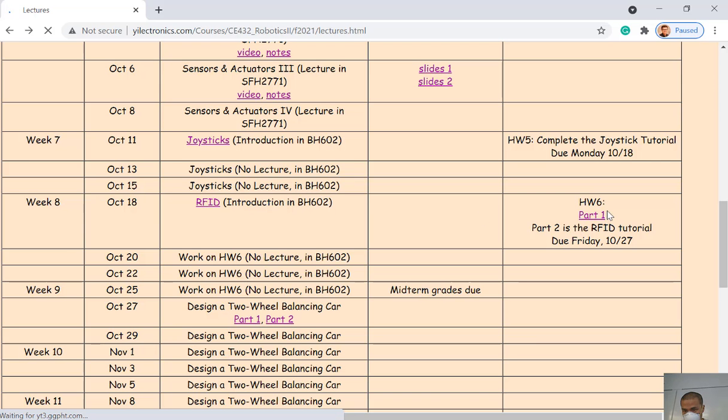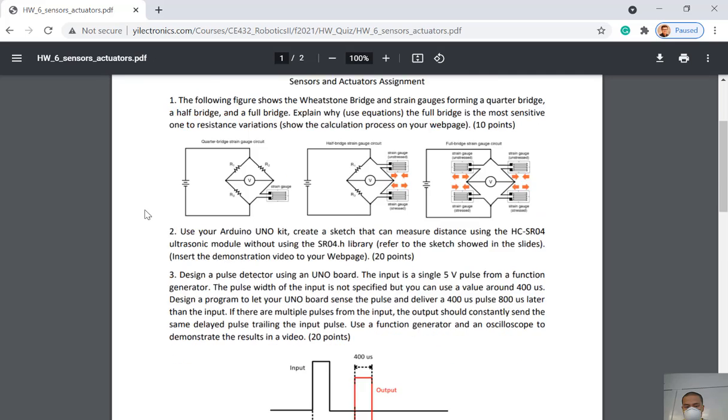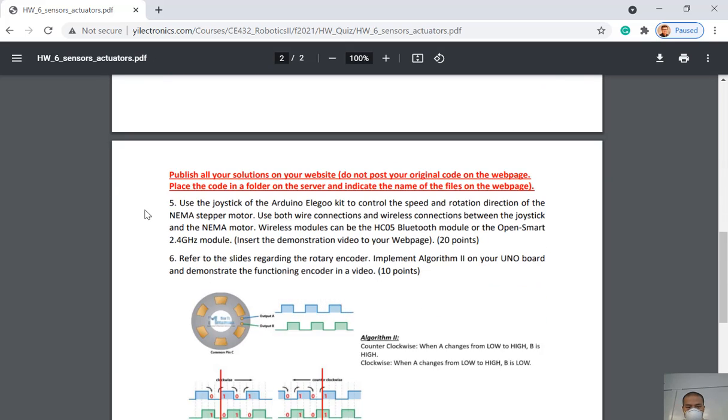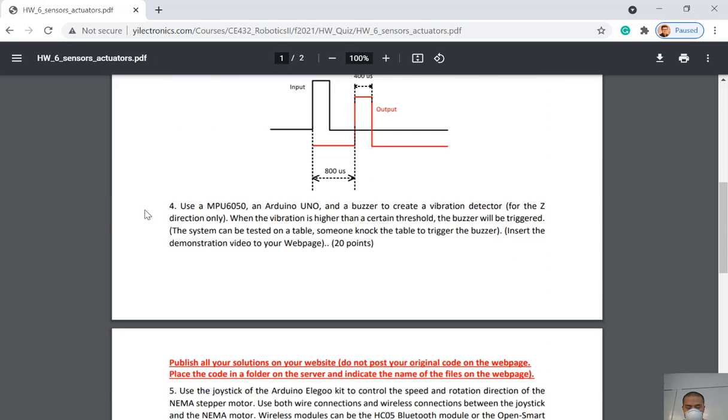And then there's another one which will take you more time. It's homework 6. There are 2 parts. Part 1 is on a PDF. So totally 6 problems, and one of them is very practical.